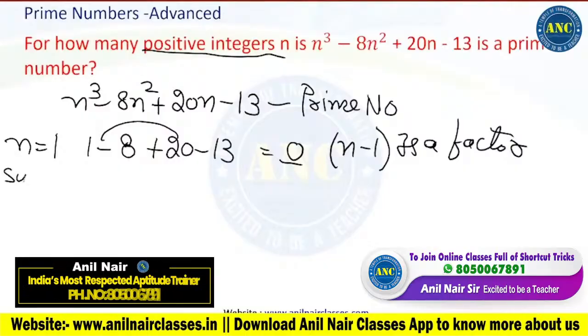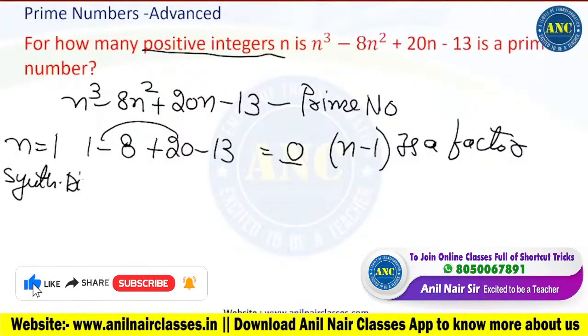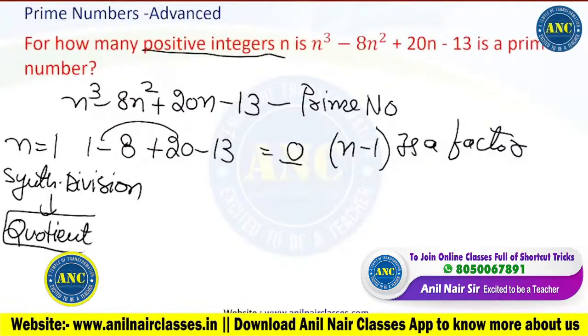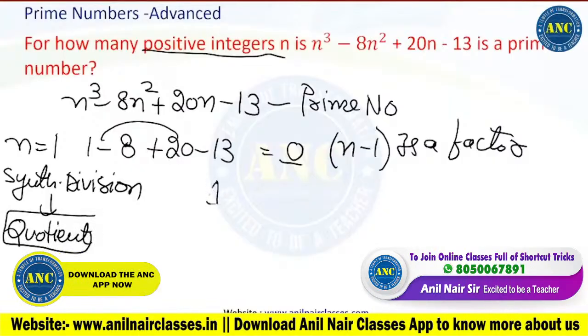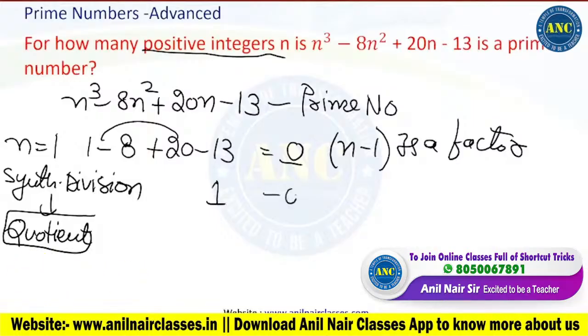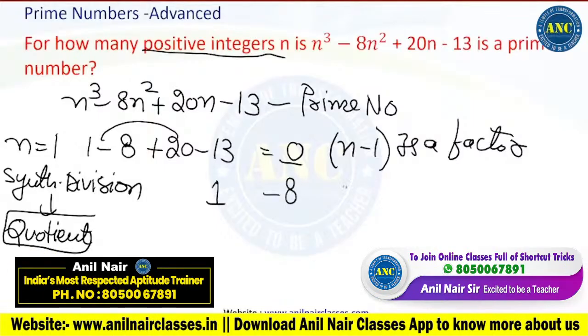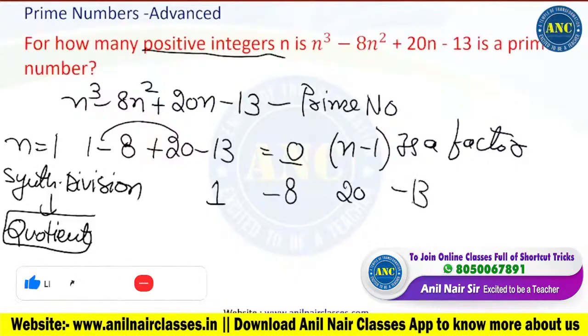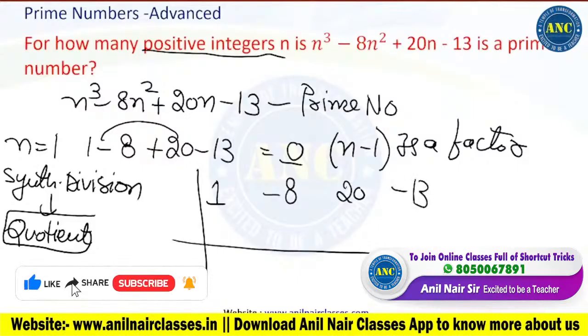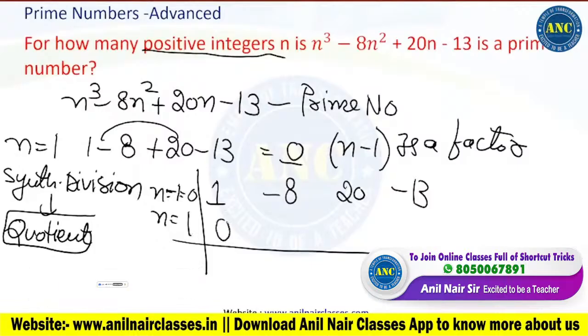Now let us do synthetic division. Synthetic division helps us in finding the quotient. How to do it? The n cube coefficient is 1, the n square coefficient is minus 8, the coefficient of n is 20, and this is minus 13. n minus 1 is a factor, so equate n minus 1 with 0, n equals 1. Starting with 0.